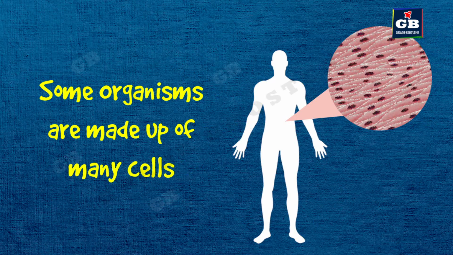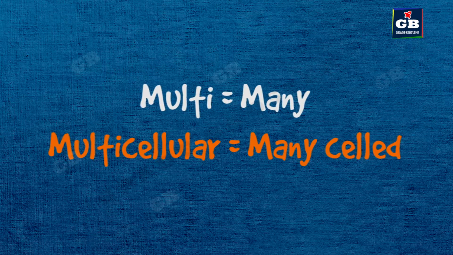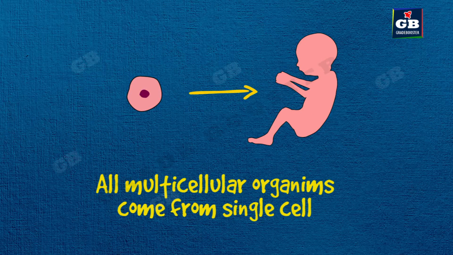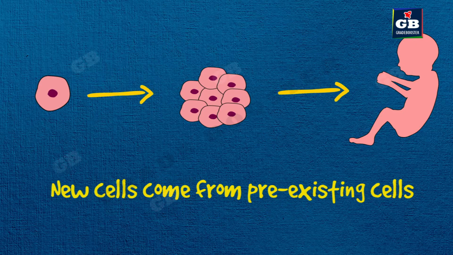Some organisms are made up of many cells. Such organisms are called multicellular organisms. All multicellular organisms develop from a single cell. Cells produce cells of their own kind by cell division. All cells come from pre-existing cells.